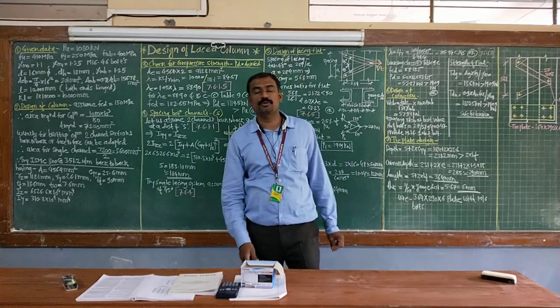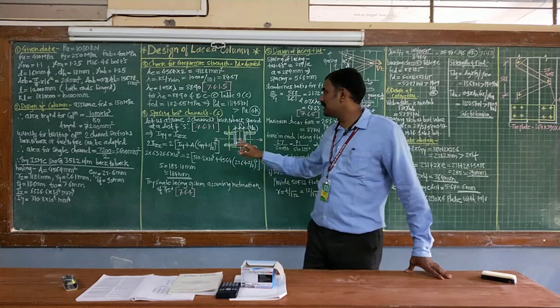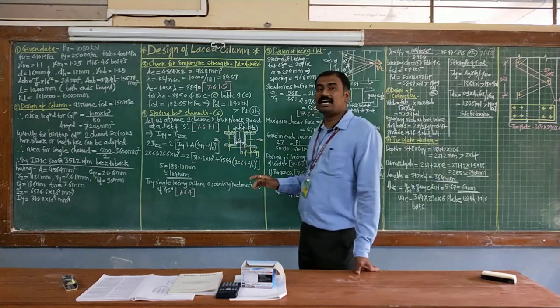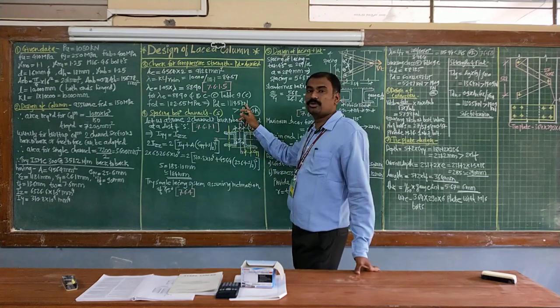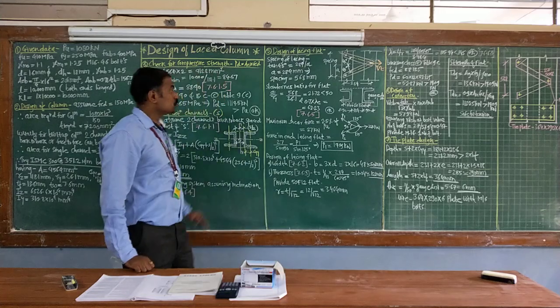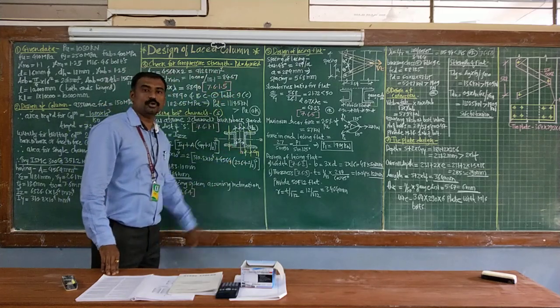So near about 1120 kilonewton. After adopting double angle, double channel section back to back, you are getting a design compressive strength of 1120 kilonewton, which is almost equal to or greater than 1080 kilonewton. Correct? So for compressive strength purposes, your selected section is okay.